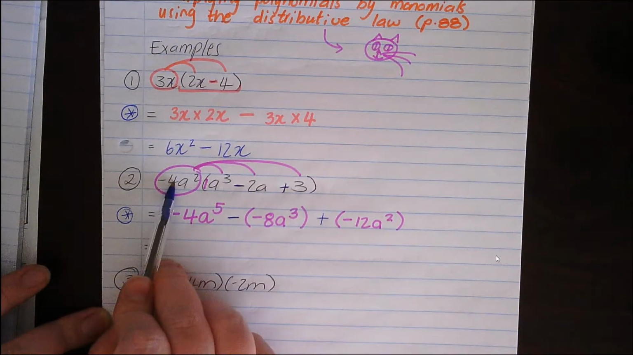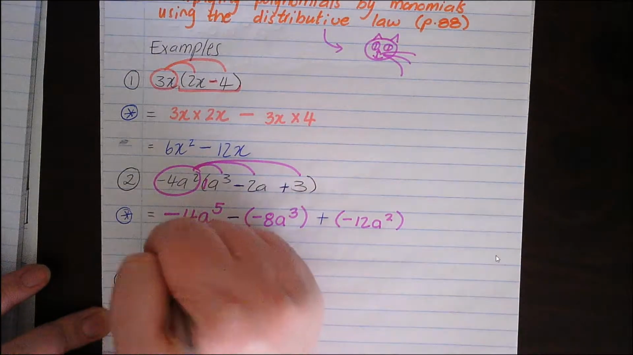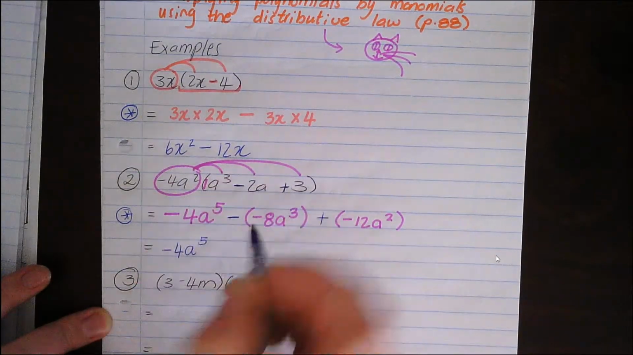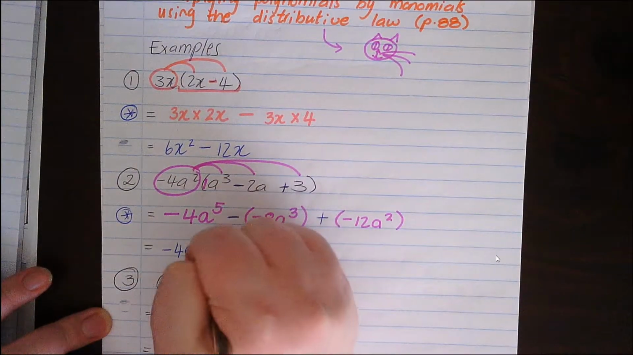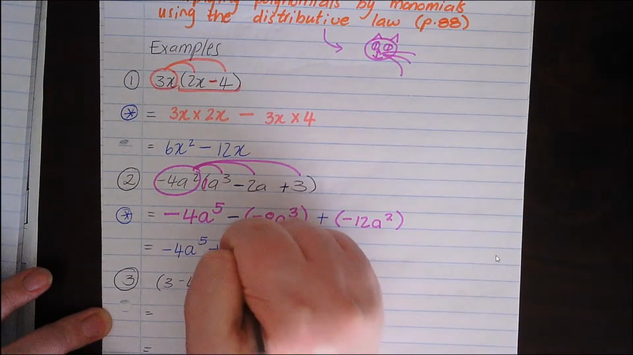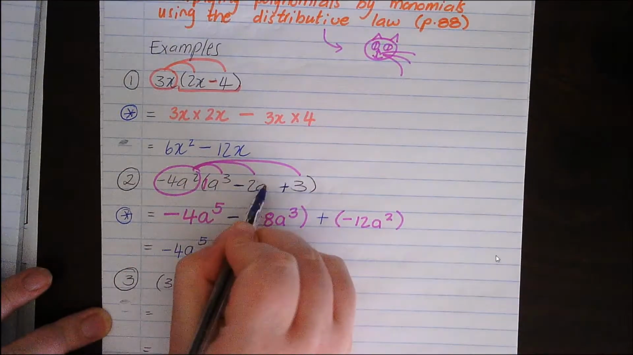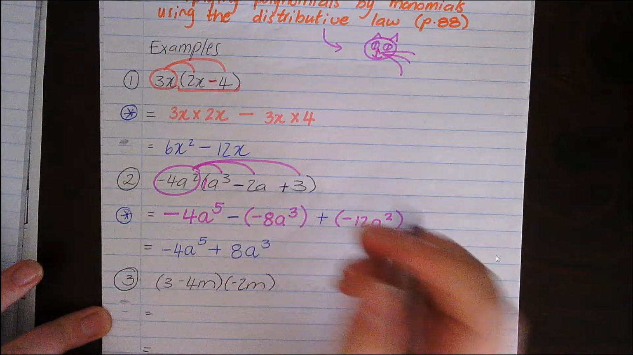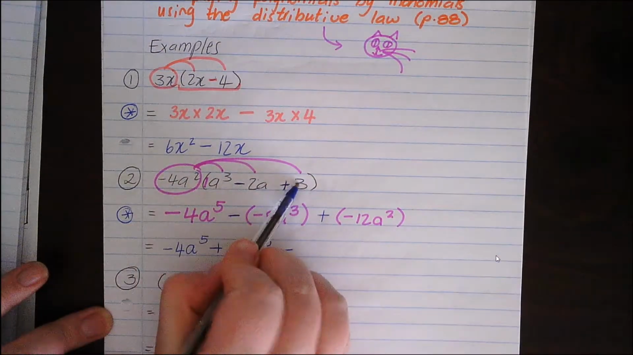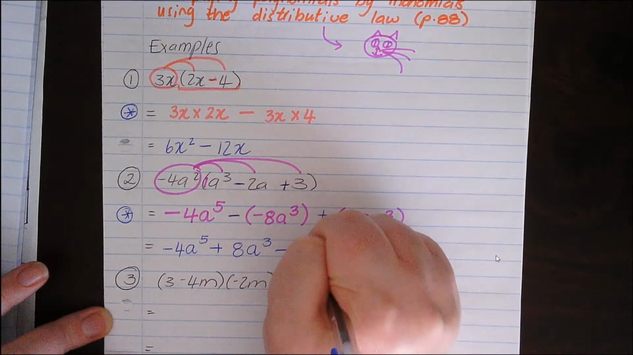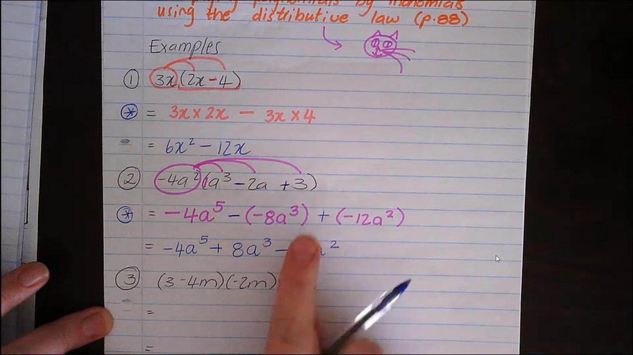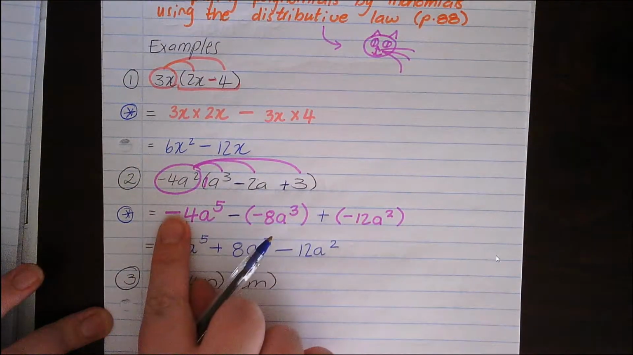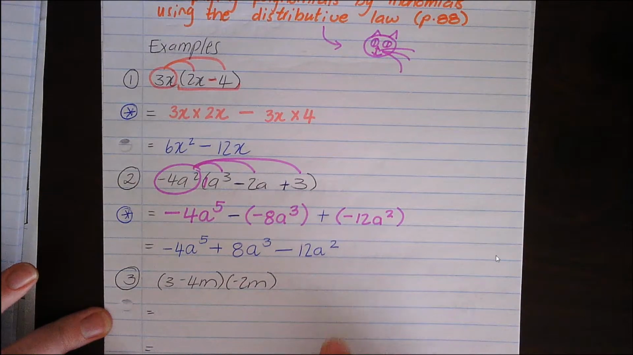We'd say negative 4 times 1 is negative 4, and then add the exponents, a to the power 5. Negative times negative is positive. 4 times 2 is 8. a squared times a is a to the power 3. Negative times positive is negative. 4 times 3 is 12, and the a squared comes along. Do you see it still follows from this, but you don't need this in-between step. I find it more confusing.